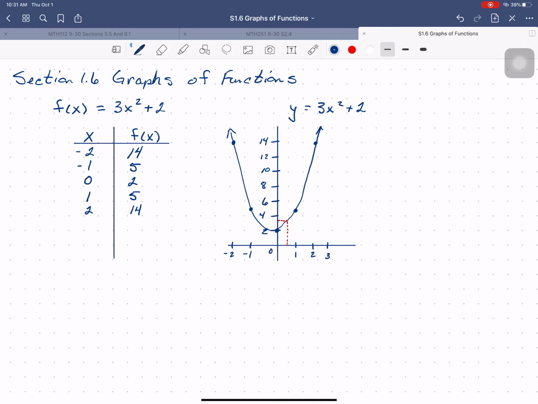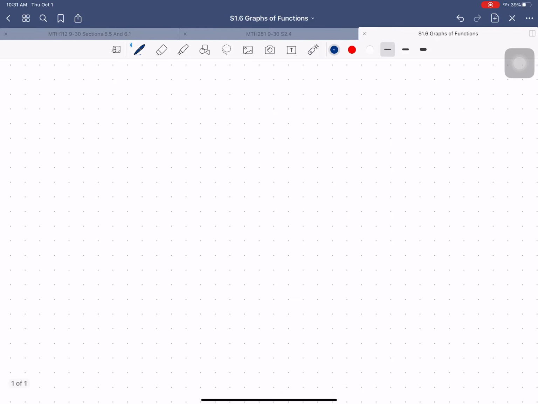All right, let's take a look at what we call a piecewise defined function. So let's try to graph the function f of x, which is defined in this way. It's defined as 4x squared minus 1 if x is less than 1, and x minus 3 if x is greater than or equal to 1. So this function is defined differently depending on where we are on the x-axis.